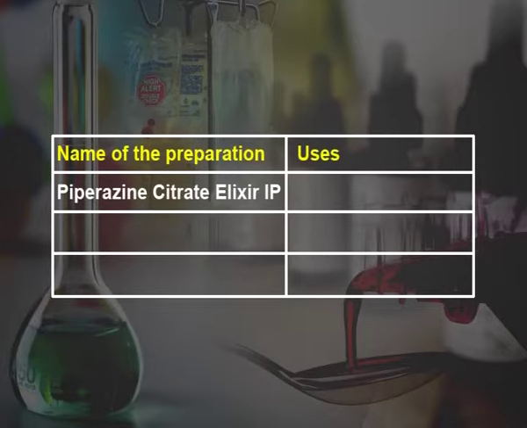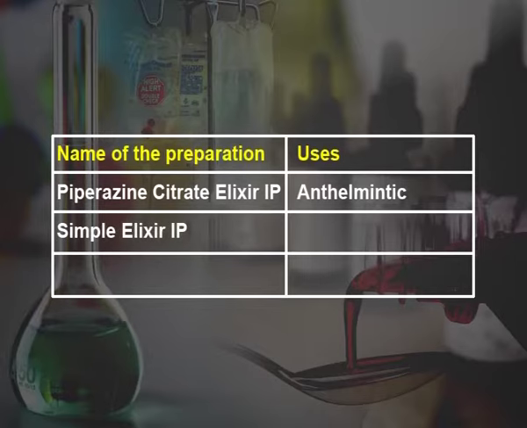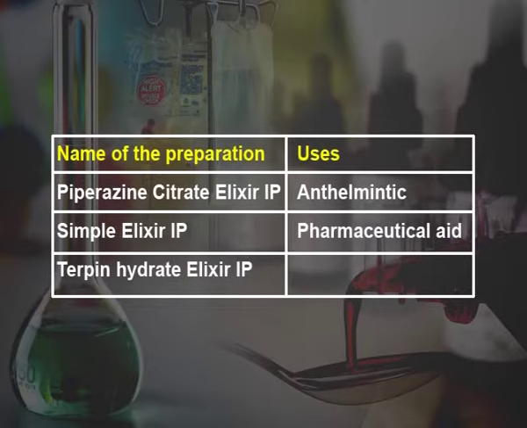Elixirs are clear preparations, but mixtures are often not clear due to the presence of fine droplets of volatile oils present in it. Example, name of the preparation and their uses. Piperazine citrate elixir IP, it is used as anthelmintic. Simple elixir IP, it is used as pharmaceutical aid, and terpin hydrate elixir IP, this is used as expectorant.